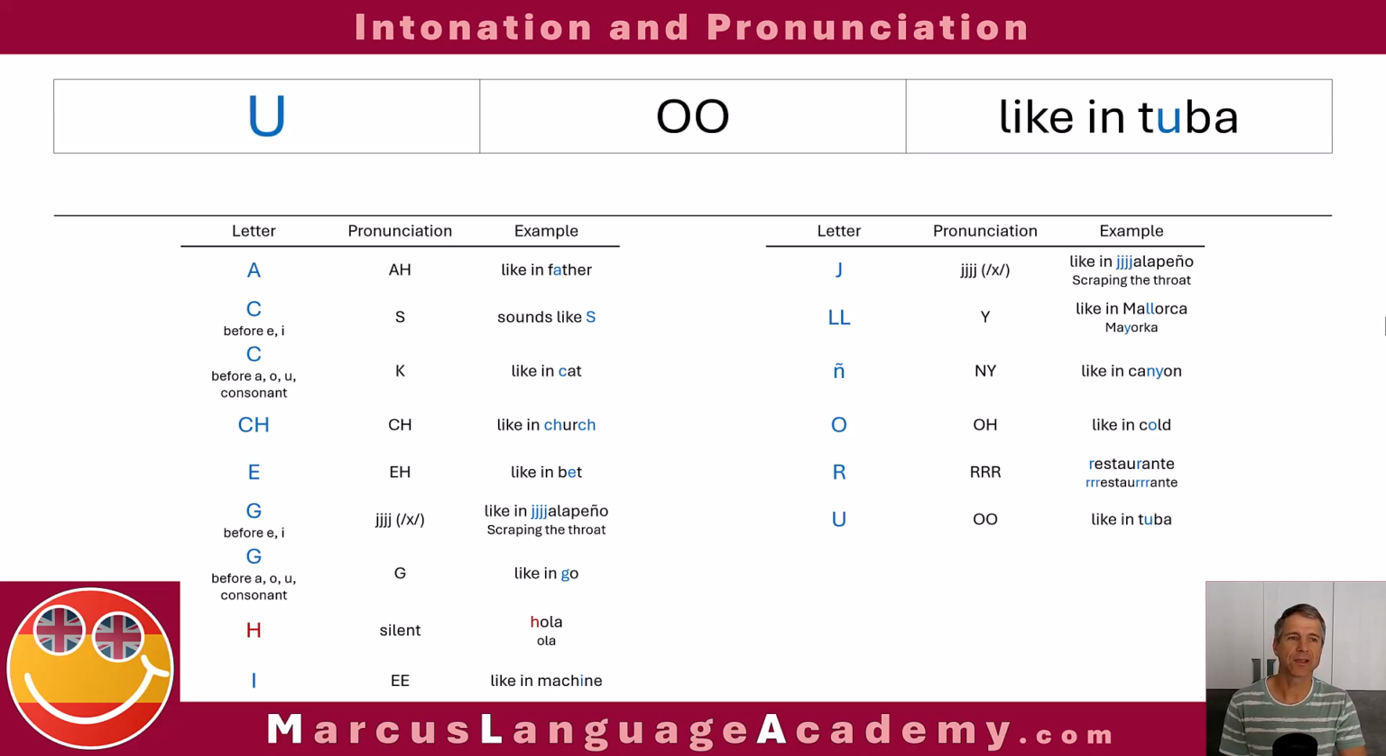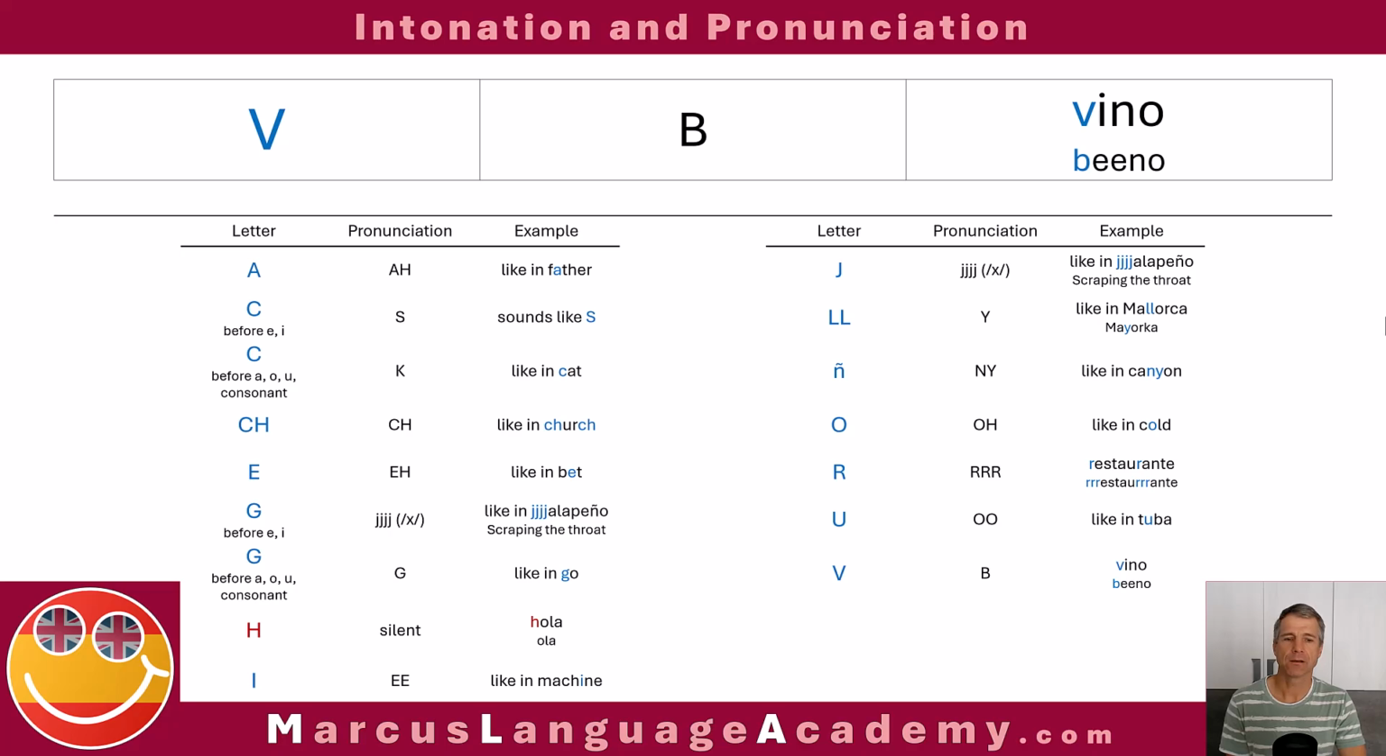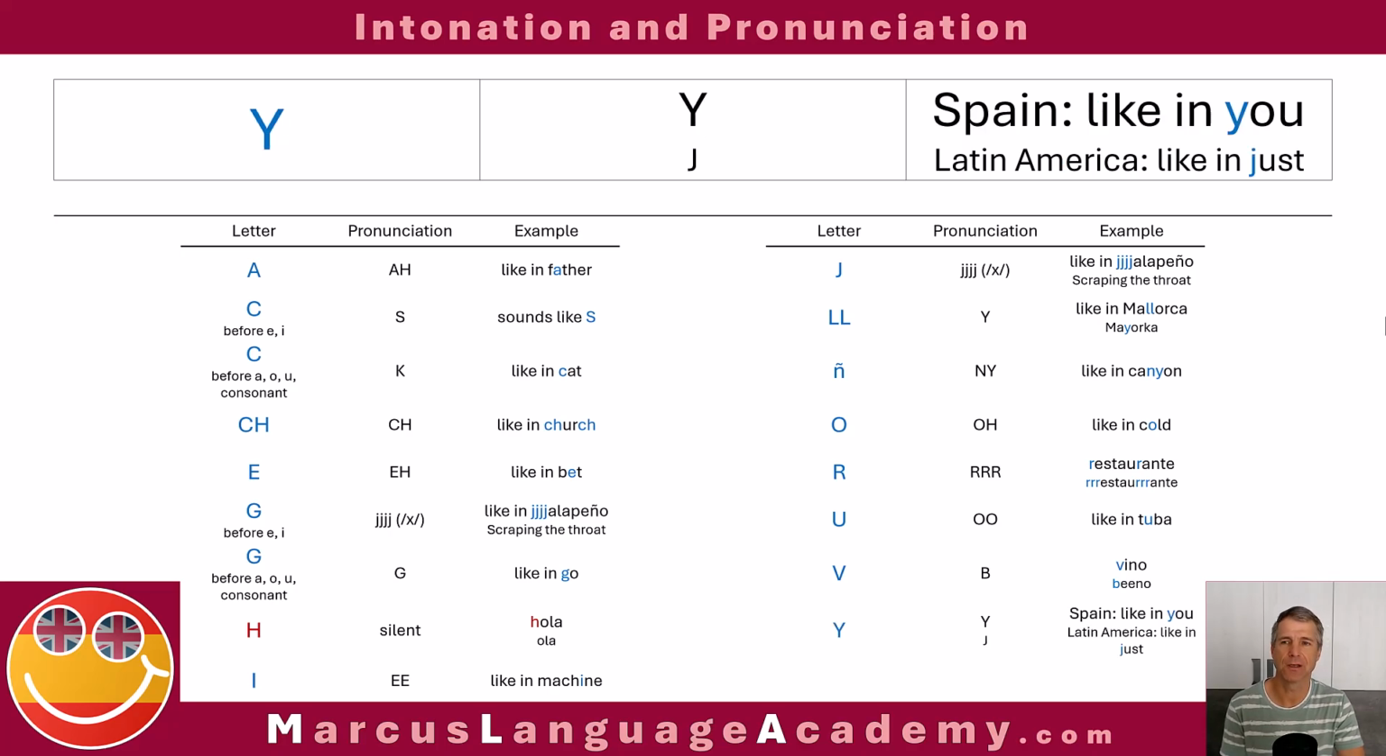U, it's like in tuba. It's like tuba. The V, it's actually almost like a B. Vino. Because we close our lips, we don't say vino with open lips, we close the lips, vino. Quite interesting. So sometimes we get confused with the V and the B in Spanish.